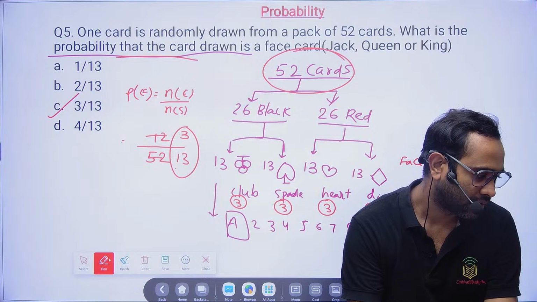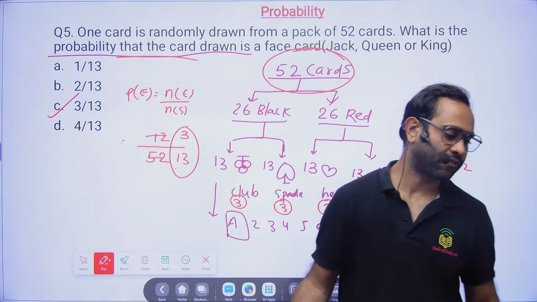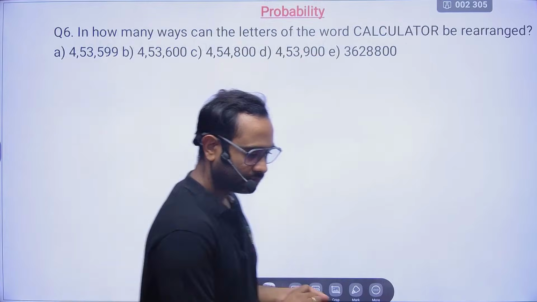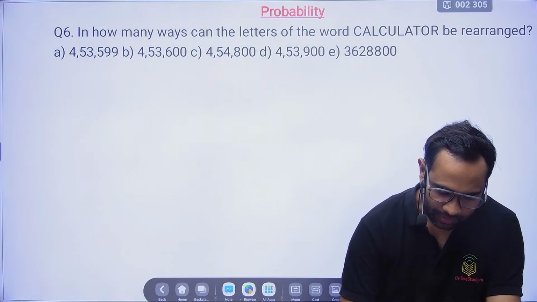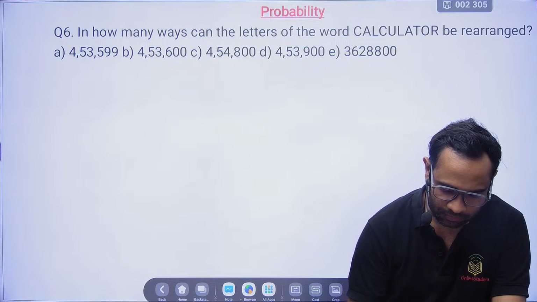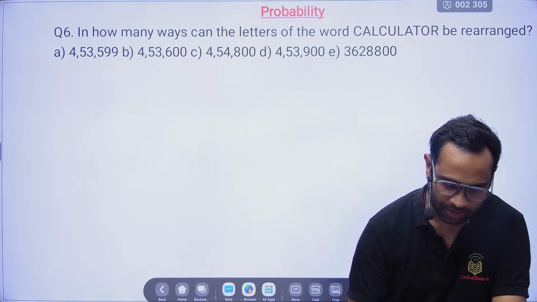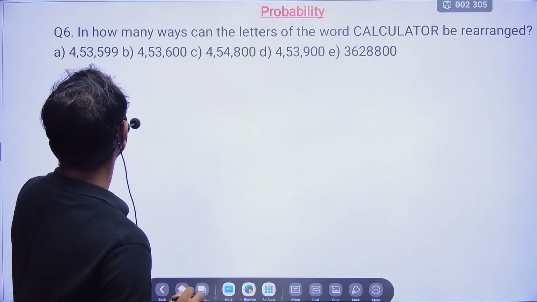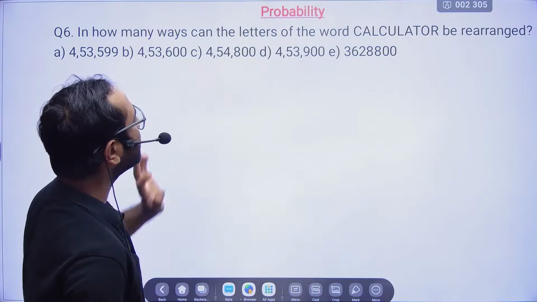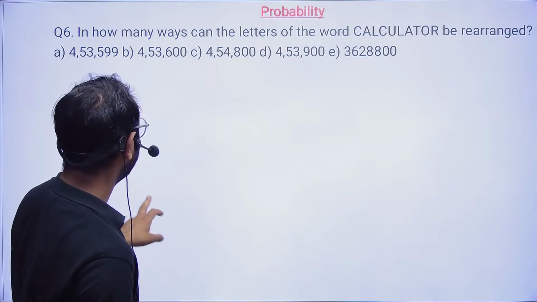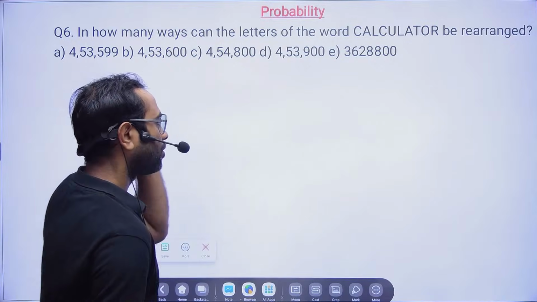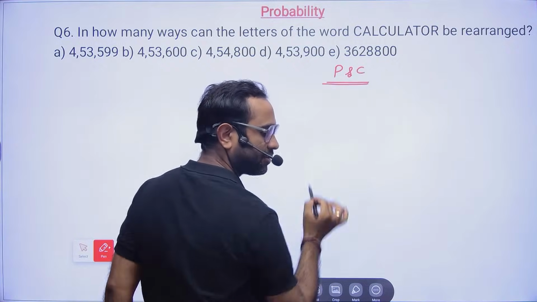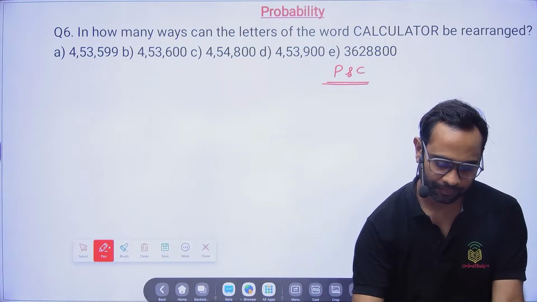Done? Yes, so if you have started, if your foundation is good, you will be easily able to clear. Okay, now the next question. In how many ways can the letters of the word calculator be arranged? Okay, so rearranged. This is a question of permutation and combination. Now let's see how many of you are able to solve.